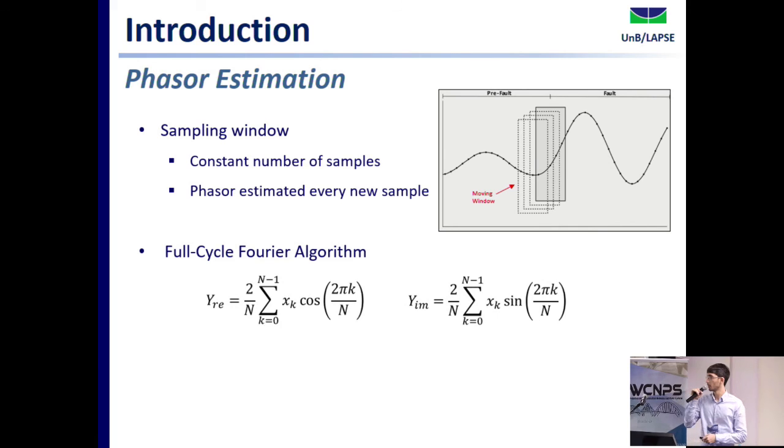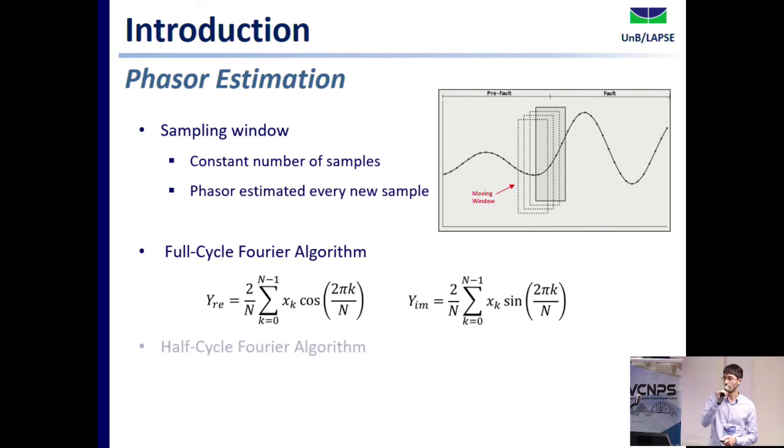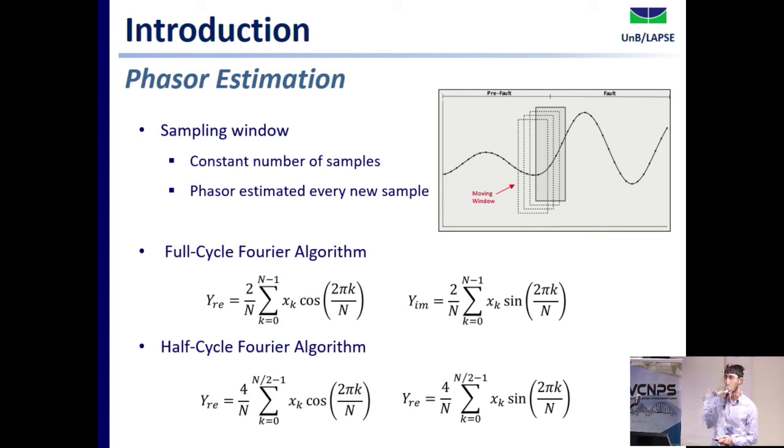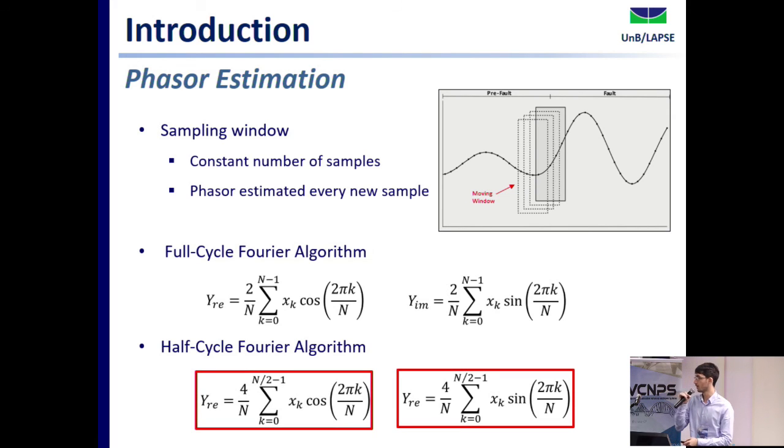And here I show a little bit about the Fourier algorithms. We have full cycle and half cycle. I'm not going into the nitty-gritty details of the formulation itself, but that's basically how you calculate it. You have a real part as a result of that, as well as an imaginary part. So you have a phase, right? Our focus here is more on the half cycle formulation, right? Because basically you want to modify it.